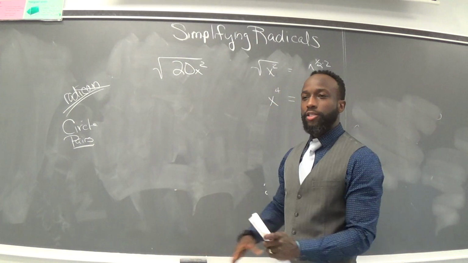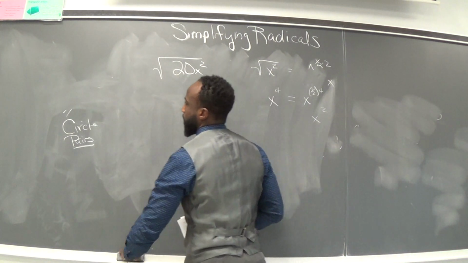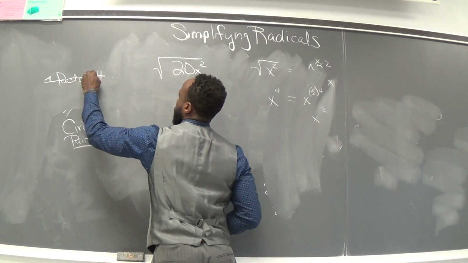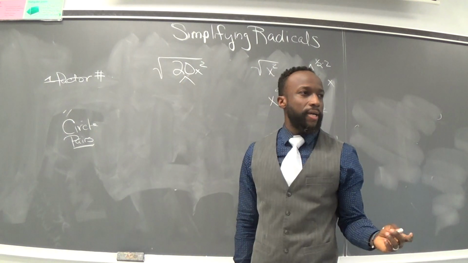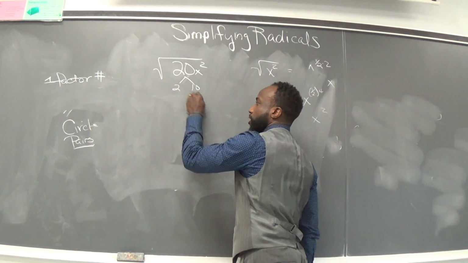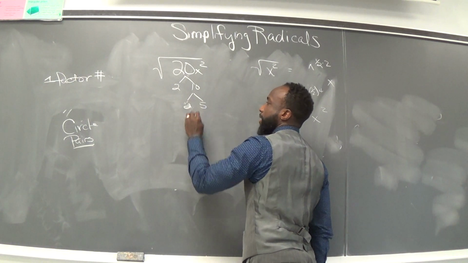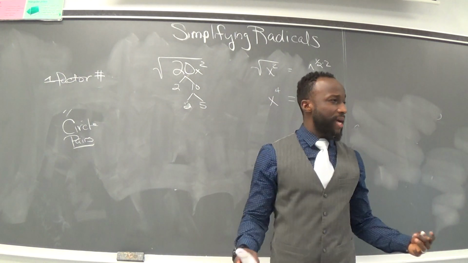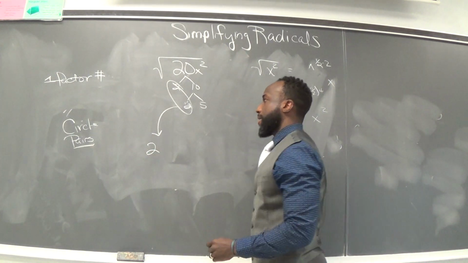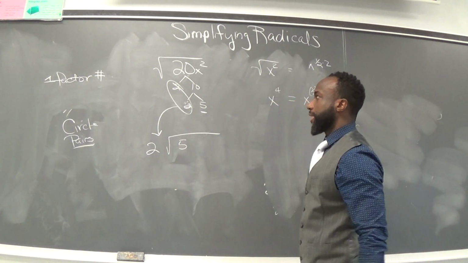So the first thing you want to do is factor the number. Alright, so you got 20. 20 is going to be what? 2 and 10, right? And then 10 is going to be 2 and 5. So with the number, do we have any pairs? 2, 2. So you pull 2 out. 2 goes on the outside. 5 stays inside. Alright? Now, let's look at the x.